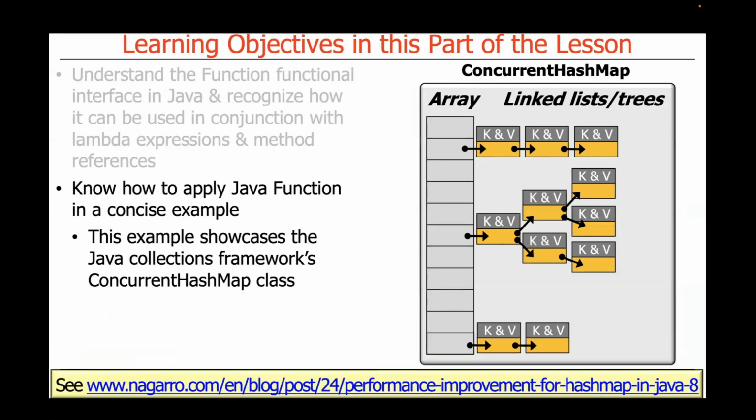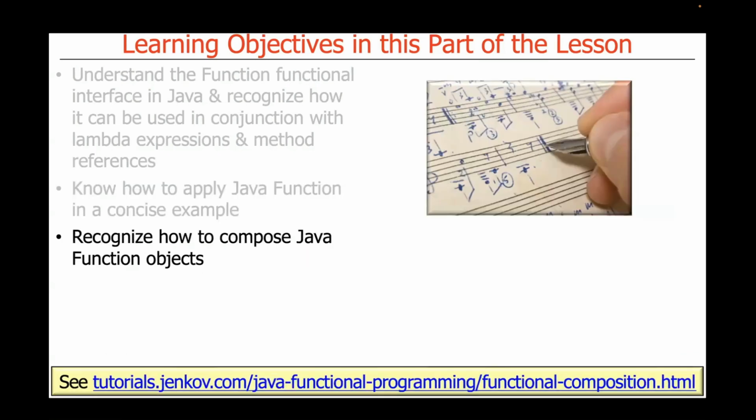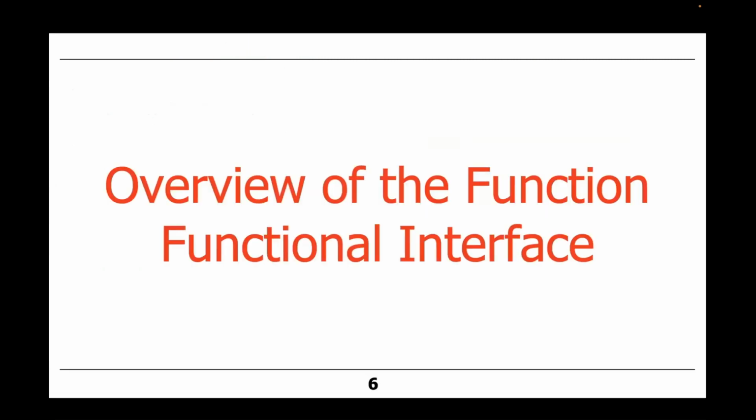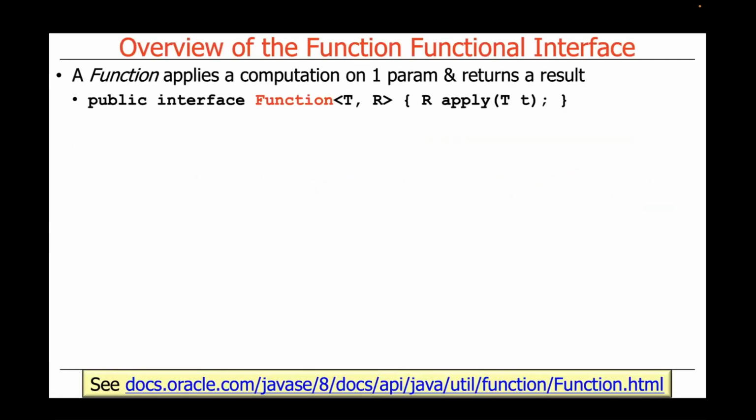This particular example showcases the Java Collections Framework's ConcurrentHashMap class, which is a very useful class that we'll come back to many times throughout this course. We'll also show how to compose Java Function objects together, much like we showed earlier how to compose predicates together. So let's start by first giving an overview of the Function functional interface.